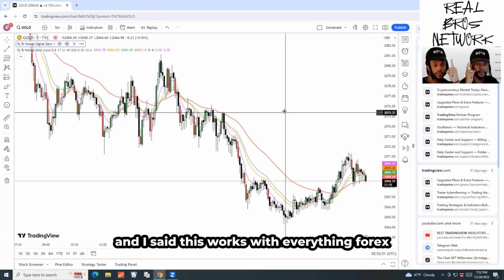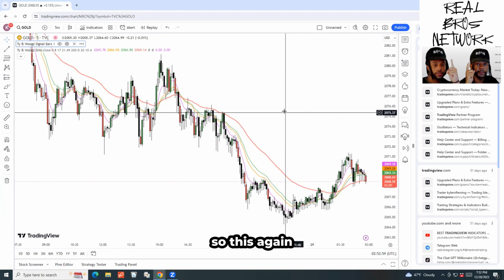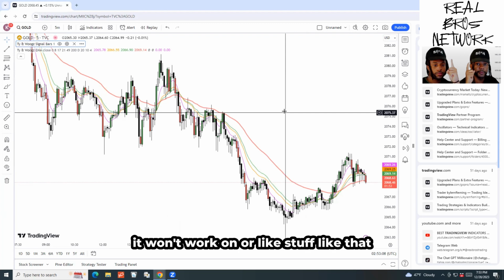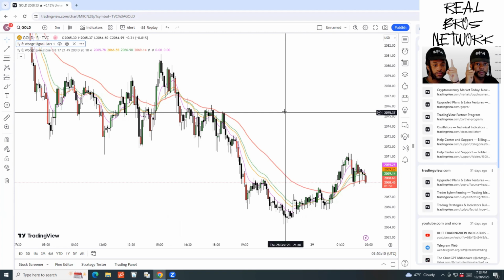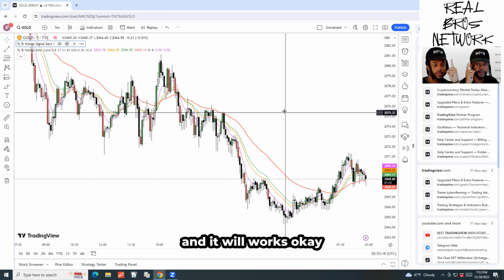And like I said, this works with everything: Forex, the stock market, indexes, NAS 100. So it's a game changer. It doesn't work on smaller things like penny stocks. But if it's a big thing like gold, Dow, NAS, maybe Apple stock, if it's big like that, then it will work.